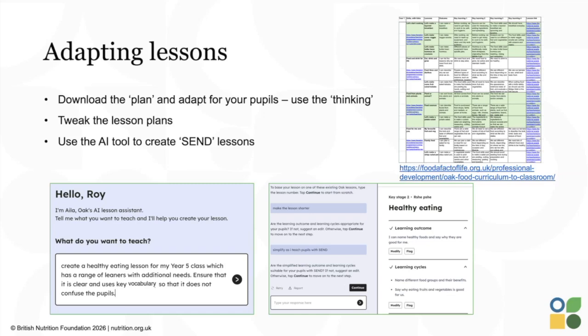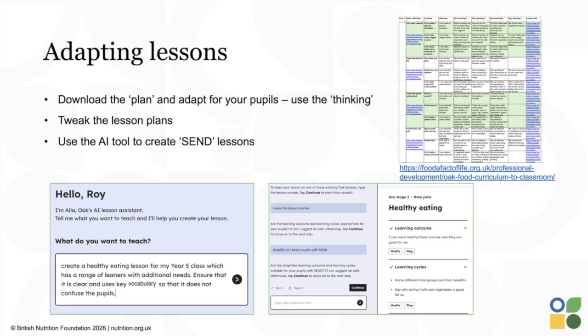So just on the bottom of the screen here, I had a little dabble the other day, and I just put in that I wanted it to create a healthy eating lesson for Year 5, and I've got a range of learners with additional needs, and I wanted to make sure that it was clear, uses key vocabulary, and so it doesn't confuse people. So that was my prompt to start with. And as the system goes through, it asks you other questions, and it stops and makes you think and reflect, but you can also tweak it.